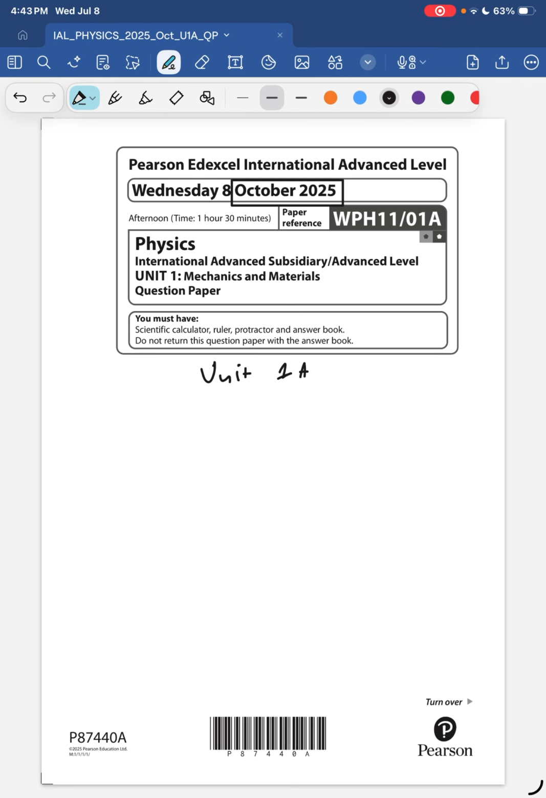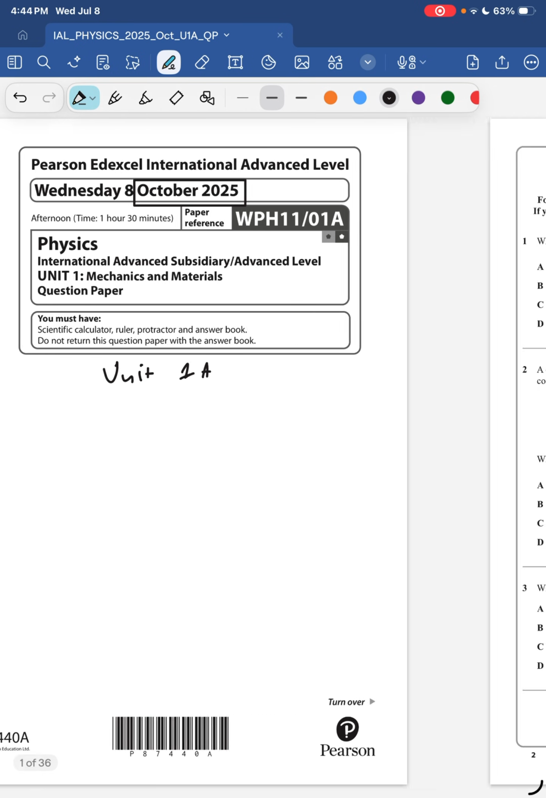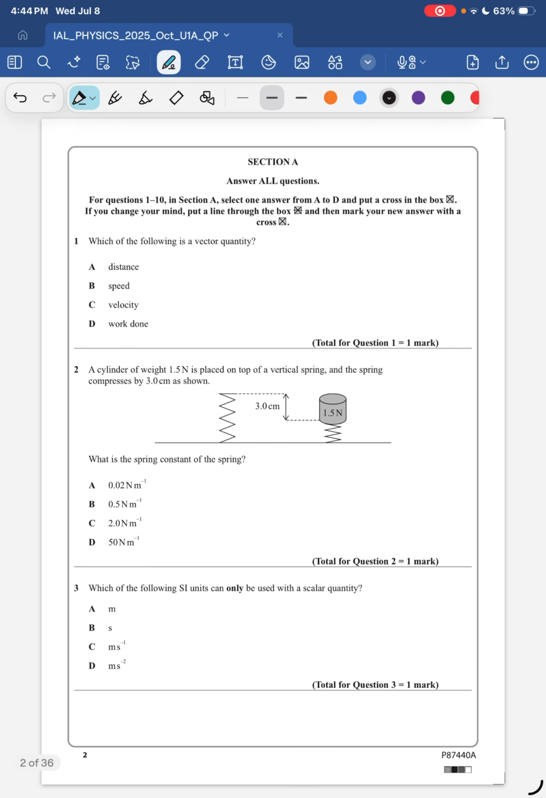Unit 1 again is mechanics and materials. So it's the first test at the AS level, and it's 90 minutes. And as I say in most of my videos, try to spend about a minute per mark. So if the problem is 10 marks, it should take you about 10 minutes, and so on and so forth. So let's dive in, and let's start with section A, which is the multiple choice section.